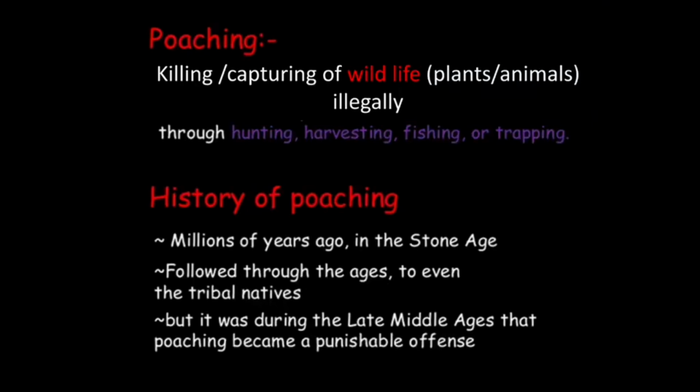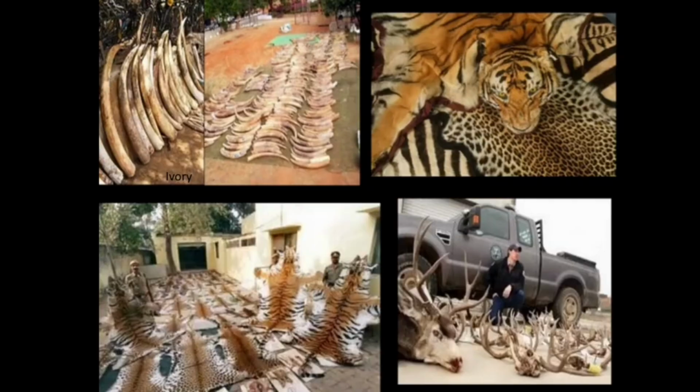Poaching is nothing but the killing or capturing of wildlife, either plants or animals, illegally through hunting, harvesting, fishing, or trapping. History of poaching: millions of years ago, in the Stone Age, poaching started. It has continued through the ages, even among tribal natives. But it was during the late Middle Ages that poaching became a punishable offense.